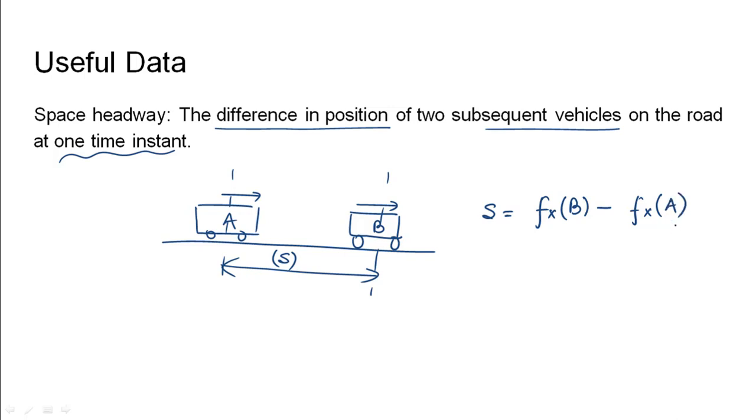S can be written as the position of car B minus the position of car A at a certain time instant t. If we want to find the maximum space headway, we should differentiate S with respect to time and put it to 0. For maxima, the double derivative of space headway with respect to time should be negative, and for minima, the double derivative would be positive.